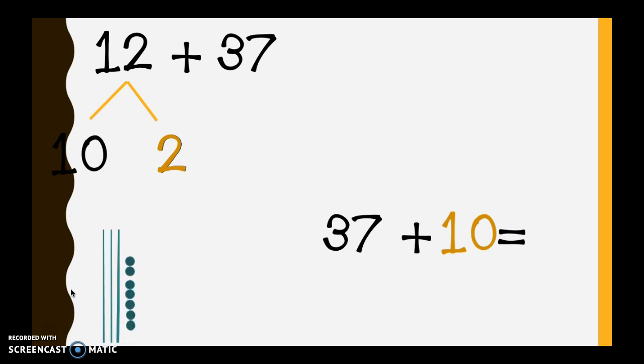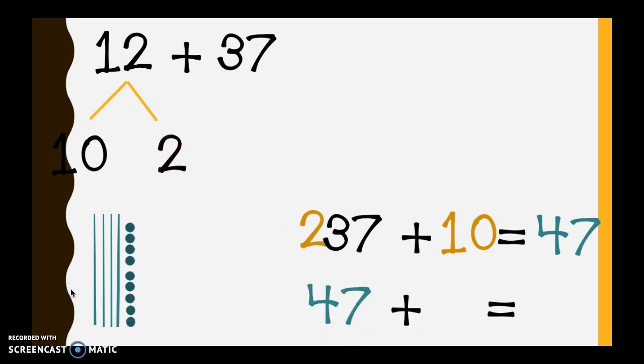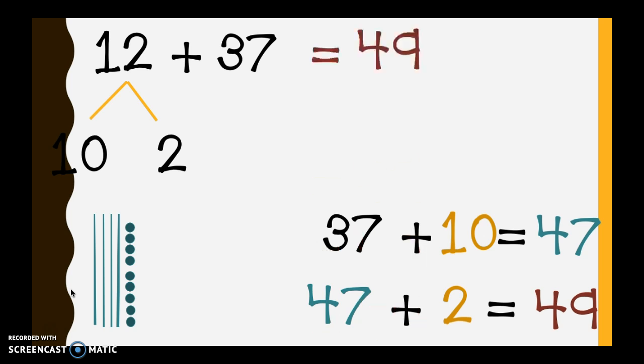Remember, what can help me when I'm adding if I can't do it in my head so fast? Yeah, a picture. So here's a picture of 37. And since I'm adding 10, I'm just going to draw a quick 10 tower. Now, friend, what number is that? You're right, 47. I know because I can count 10, 20, 30, 40, 41, 42, 43, 44, 45, 46, 47. Okay, what's the other part that I need to add now? You're right, that 2. So I need to say 47 plus 2, and I went ahead and added them to my picture. 47, 48, 49. Perfecto. So 12 plus 37 equals 49.